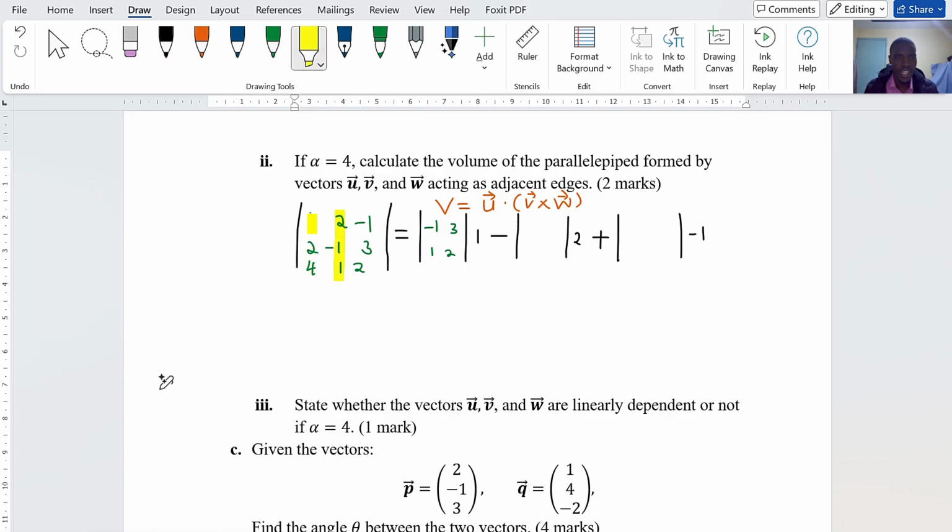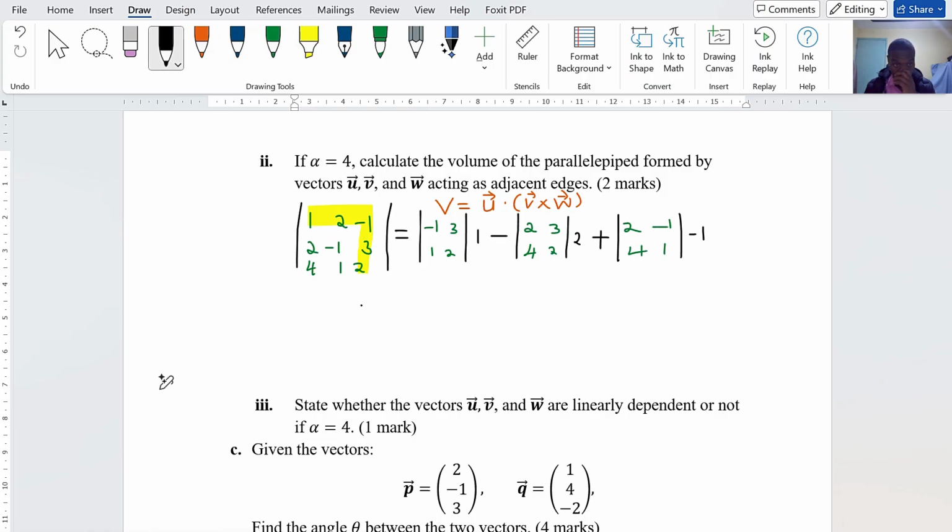For j, you delete its position, which is row 1, column 2. The matrix is 2, 3, 4, 2. Good, we proceed. For k, we delete column 3 and row 1. When that happened, the matrix remaining there is 2, negative 1, and then 4, 1.